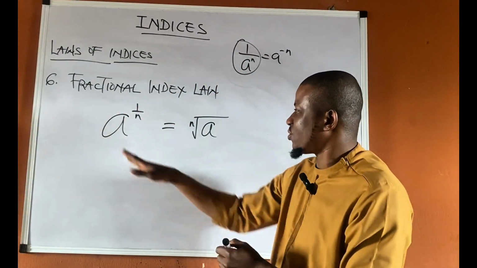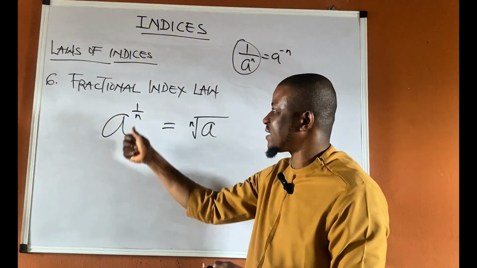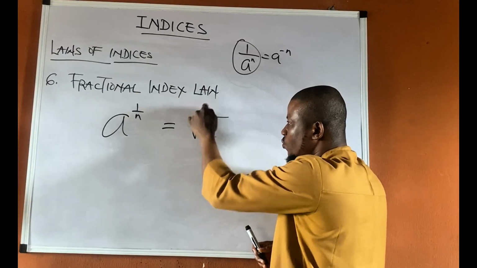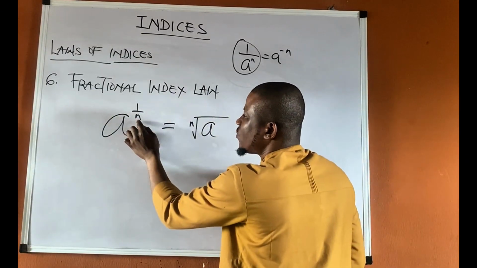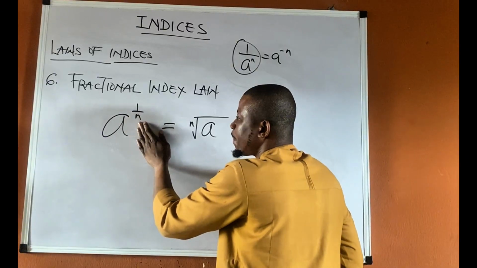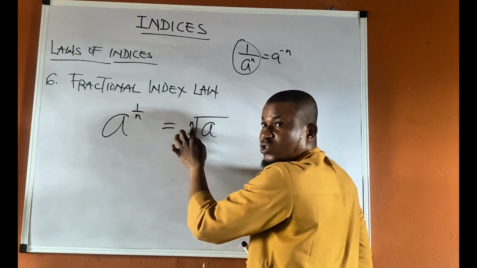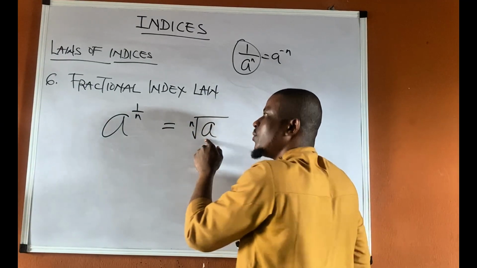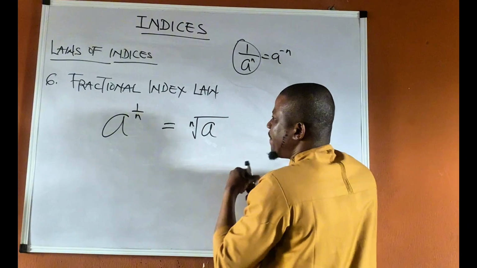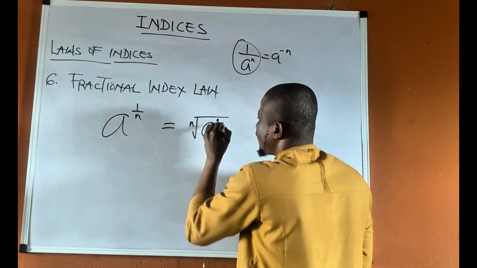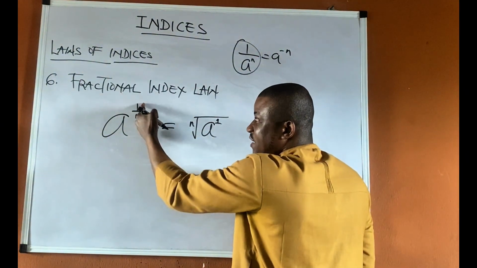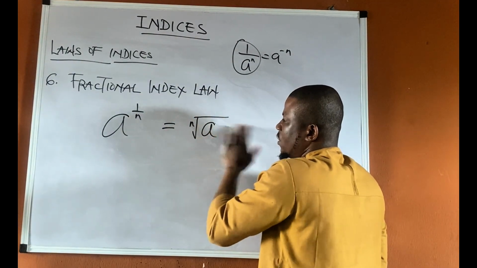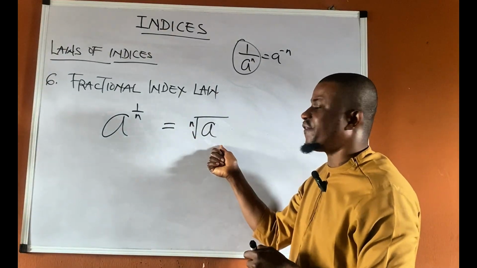So if you have any expression a to any fractional index 1 over n, it is equal to the nth root of a. This is a fraction, a numerator and a denominator. The denominator automatically becomes the root value. So this is the nth root of a. Now, most times it's a to some power, the numerator. But you know, a to the power 1 is still a, so we can just write the nth root of a.